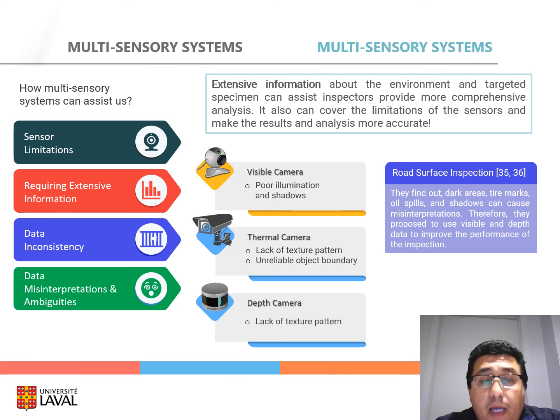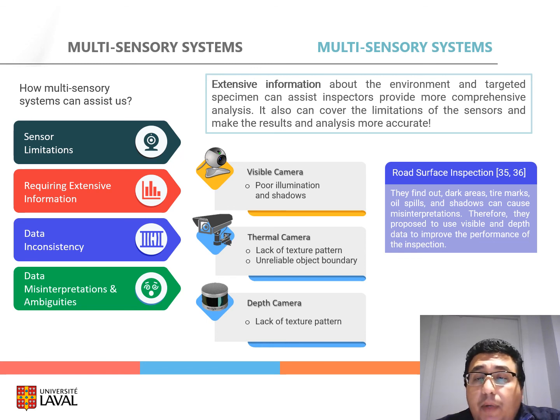Sensor limitation. All the sensors have some sort of limitation based on their nature. For example, visible cameras can be affected by poor illumination and shadows. Thermal camera has a lack of texture pattern and also unreliable object boundary. For depth camera, we can mention lack of texture pattern.